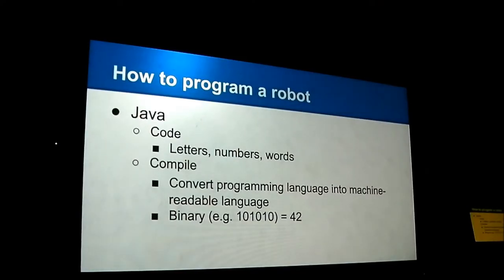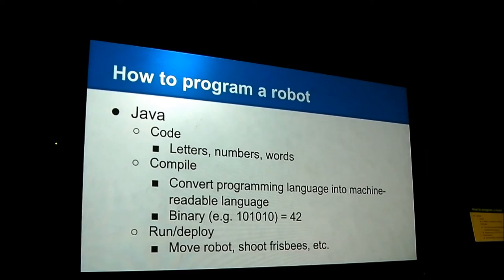After you write your code, you have to compile it. You have to convert the programming language into a machine-readable language, such as assembly. This is pretty much converting your words and letters and numbers into random strings of hexadecimal code and a bunch of that stuff, eventually getting down to binary. Computers understand binary. So it's ones and zeros. For example, 101010 is the number 42 in decimal.